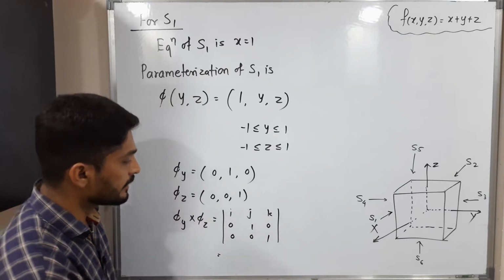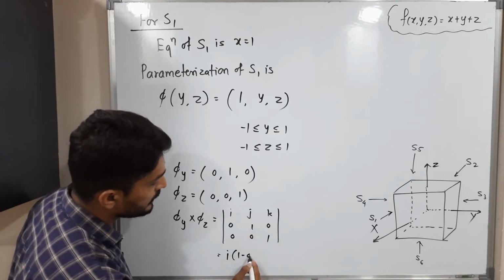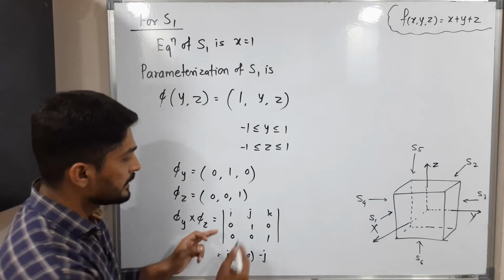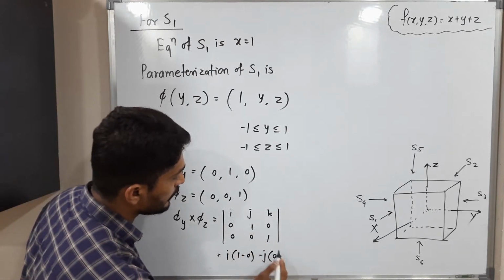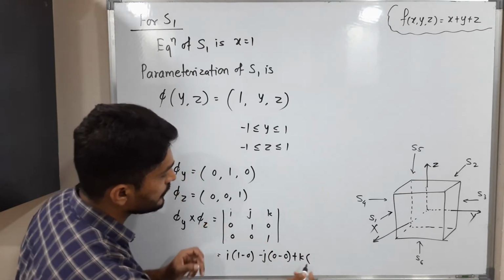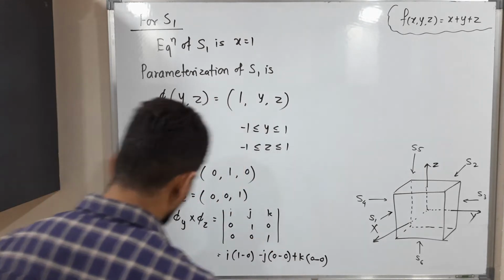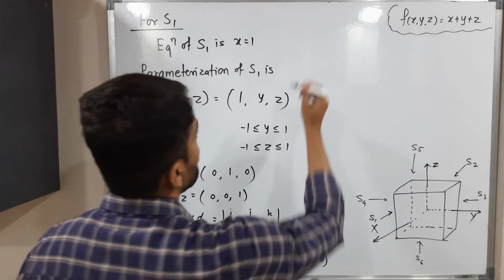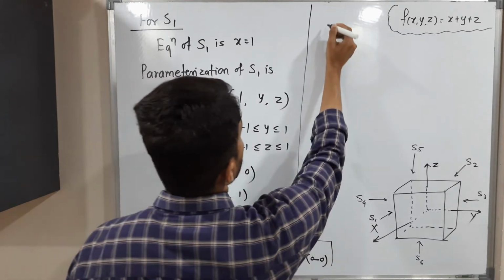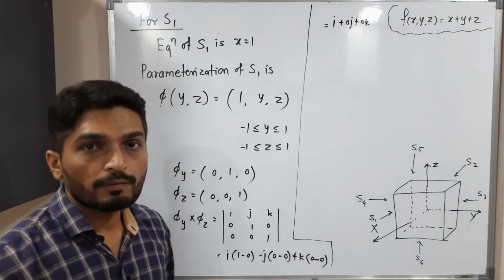We have already seen how to find the value of a determinant. For i: product of 1 and 1 minus 0, which is 1. Minus j, always we write the minus sign for the middle term, j: 0 into 1 minus 0 into 0, which is 0. Plus k: 0 into 0 minus 0 into 1, which is 0. So finally we have i, 0j, 0k. In this way we got the cross product.